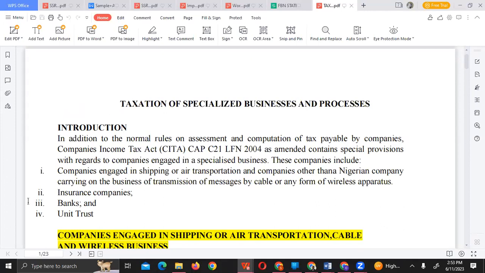Confirm if you can see my screen. Yes, you can see your screen.